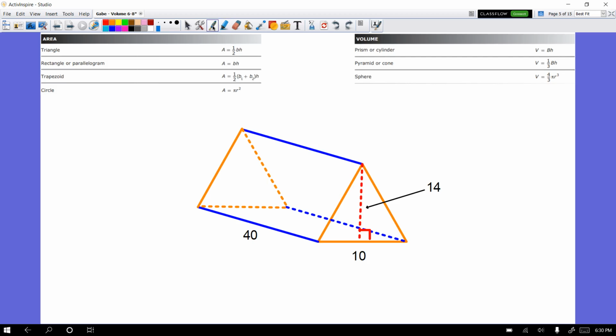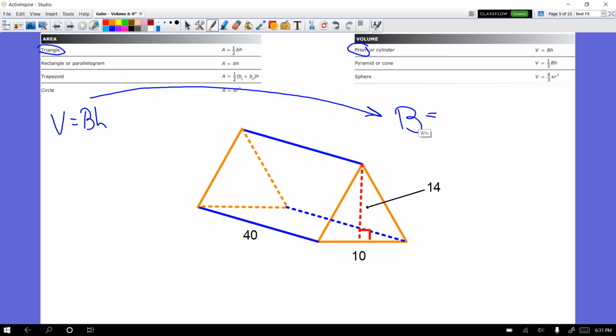All right, so assuming that you paused the video, I first identify this as a prism, and it's going to have a triangle as the base. So I know that V equals B times H, capital B times H. This is where the organization of the work comes in. So capital B, I'm going to go ahead and take this and rewrite it over here. So B equals half base times height, or base times height divided by 2.